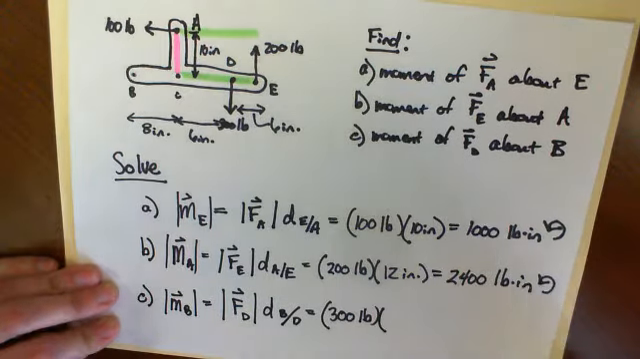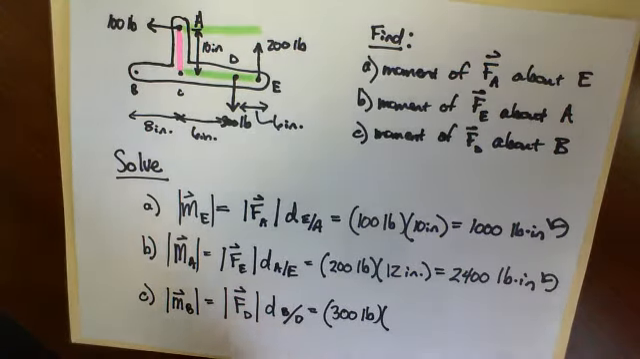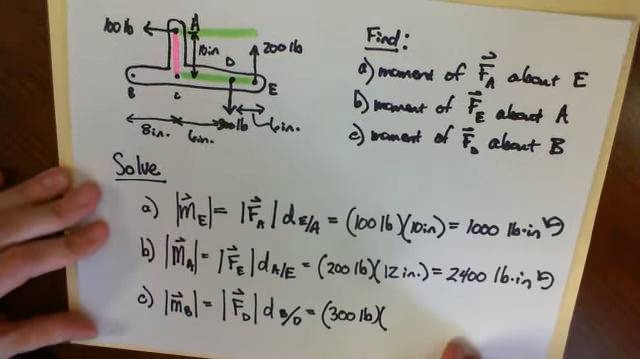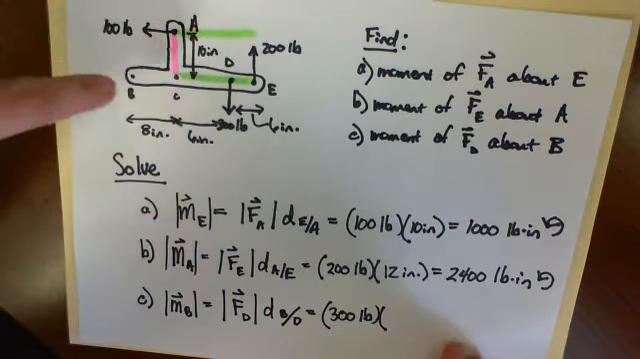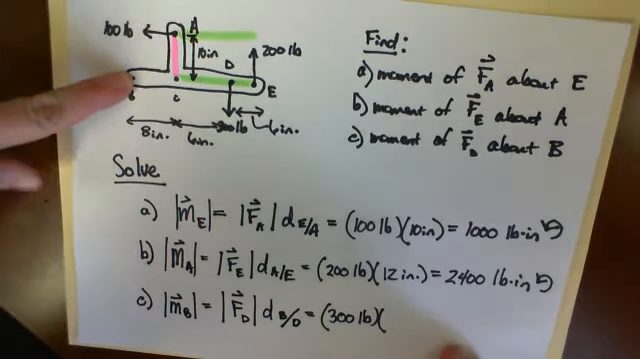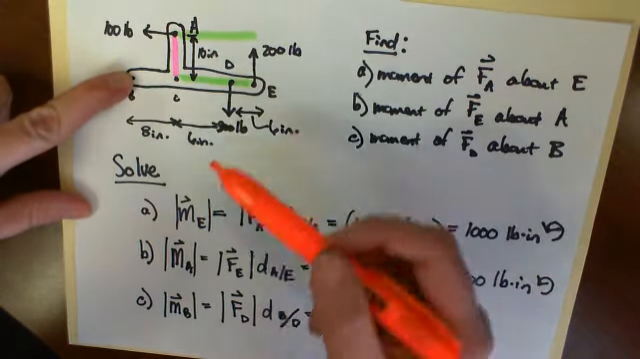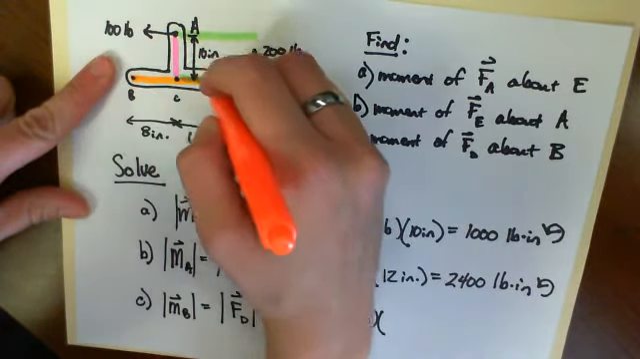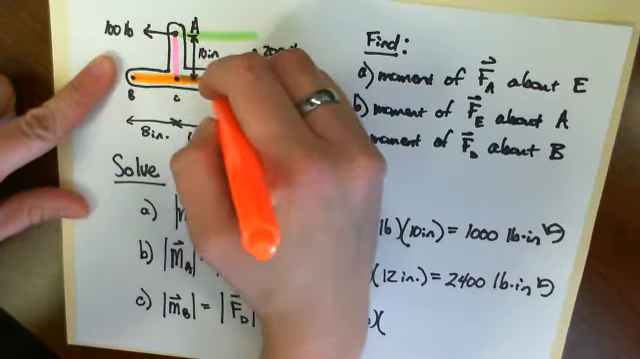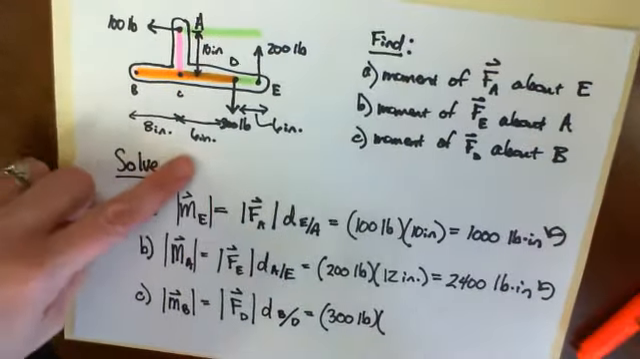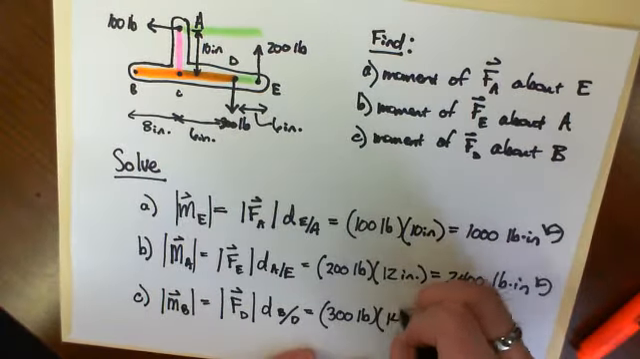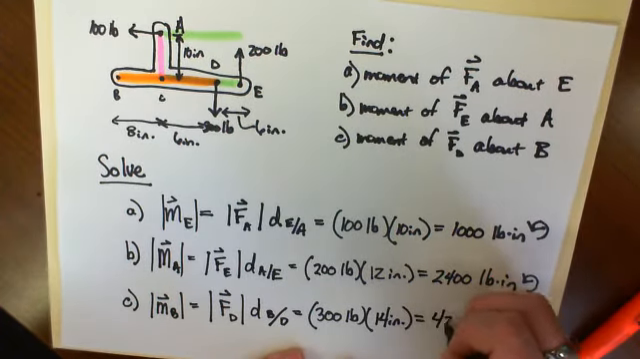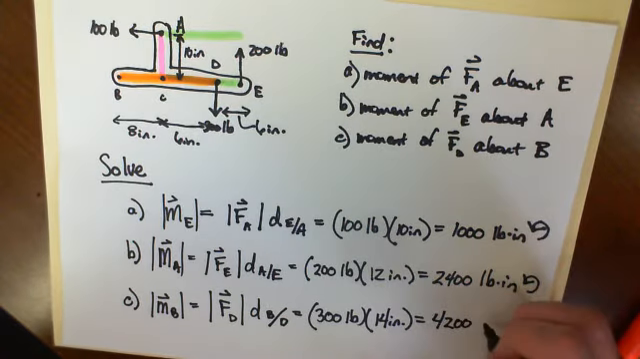And my perpendicular distance between these two, so here's B, which is my point, and now my force is being applied here, so my perpendicular distance between these two is this distance, which is 8 plus 6, so 14 inches. So my moment is 4,200 pound-inches.